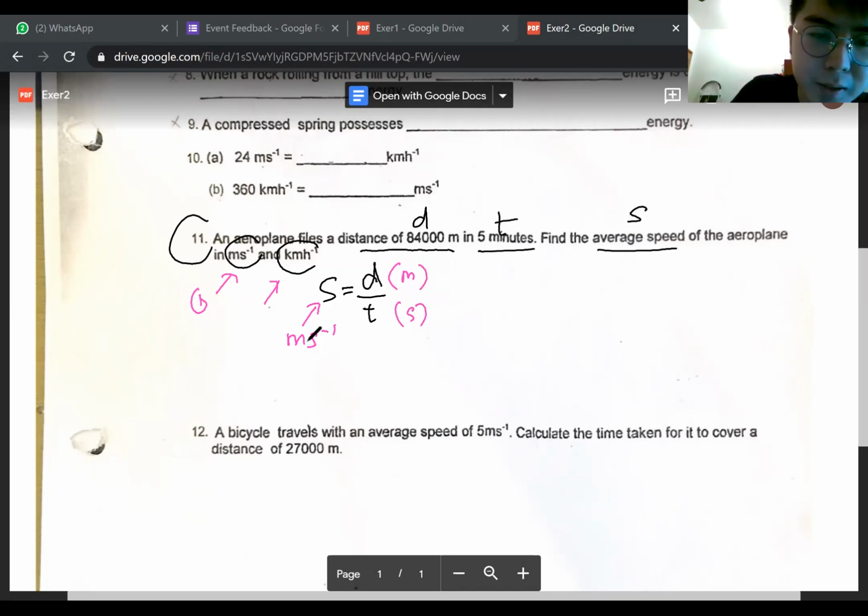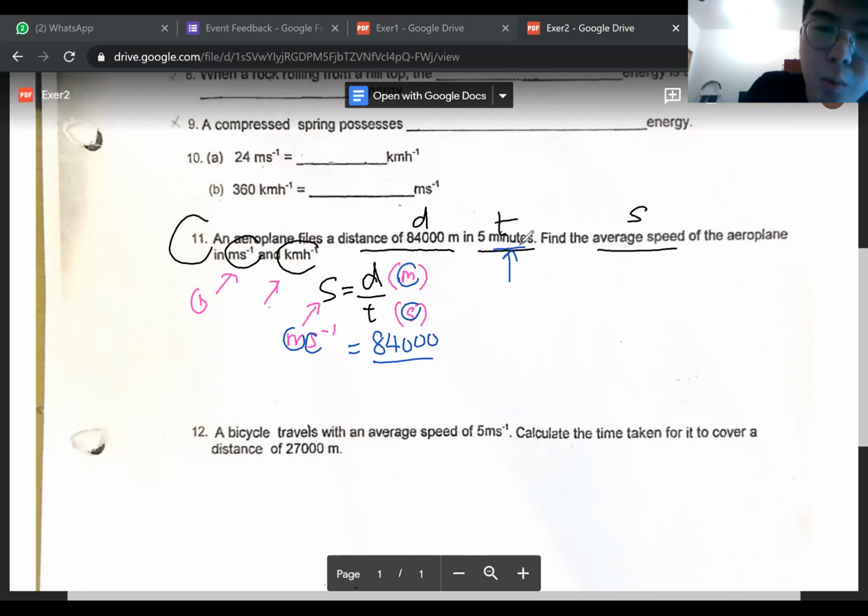Okay, meter with meter, and second with second. Now you put in the formula. 84,000 meter, that is the distance, 84,000 divided by time. So 5 minutes. Look here, the unit is different. 5 minutes, you have to change it to second. Otherwise, you will get the wrong answer.